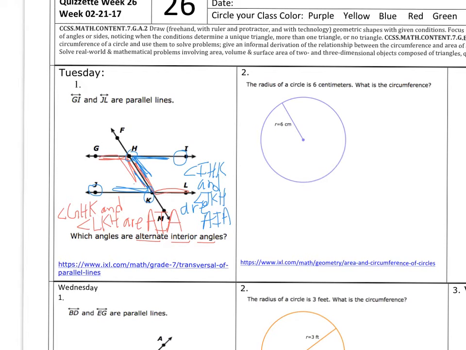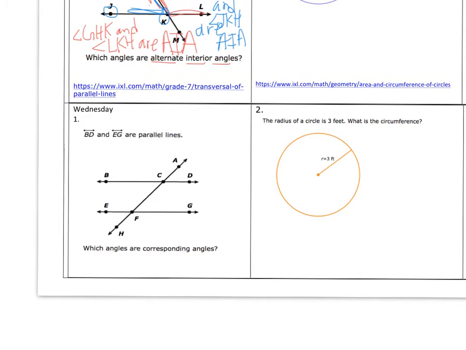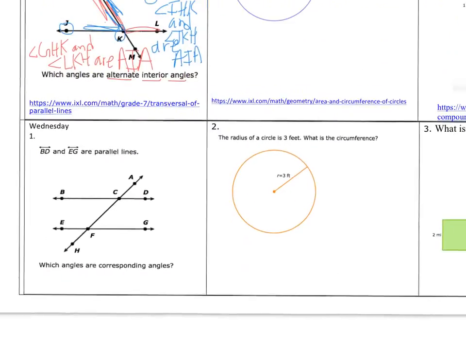So I know this seems really difficult, but the other questions are not going to be as complicated. If you look at number 1 for Wednesday, it's asking you for corresponding angles. Remember, corresponding angles are talking about the outer angles, so the exterior angles. Which angles are corresponding? If you look here, ACB corresponds to CFE. I'm not going to write that down because that's going to be yours to do on Wednesday.